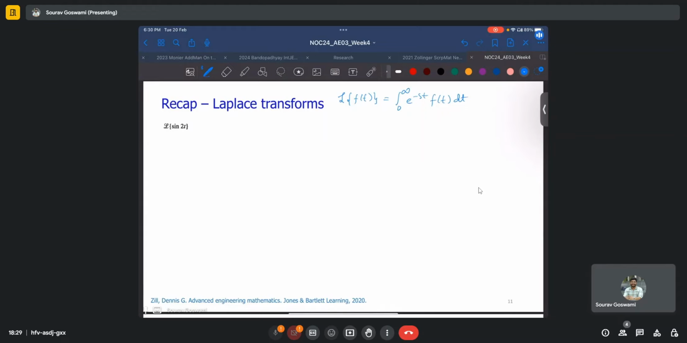When we do this for sine of 2t, it comes out to be the integral from 0 to infinity of e power minus st sine of 2t dt. Up front, we can see that this is the integral of a product. The way I remember it is this: for u v dx, it will be equal to u into the integral of v dx, minus the integral of the differential of u into the integral of v dx, whole dx. Of course, here u and v are functions of x.